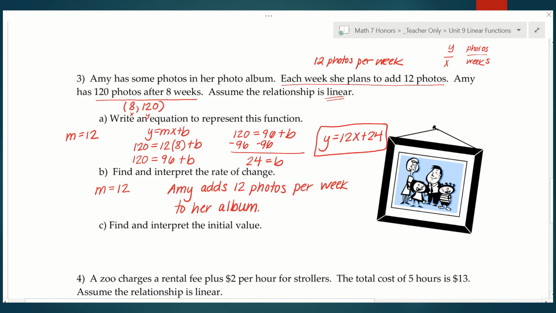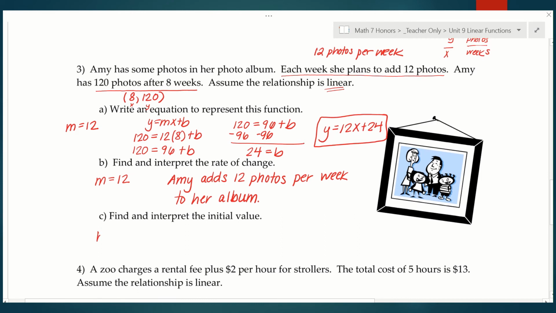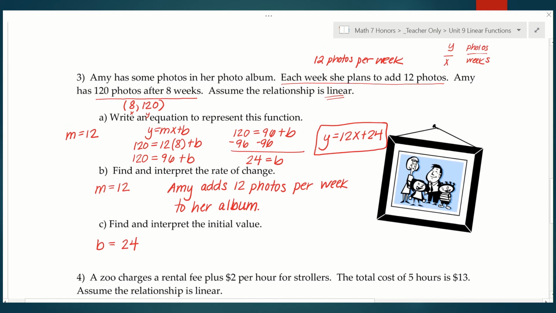The initial value, we're going to find and interpret that. The b we found was 24. What does it mean? It means how many pictures she started with. So we're going to say she started with 24 photos in the album. The way that I knew that, again, was because it means the point (0, 24). So after 0 weeks, she has 24 pictures in there. Just by thinking about that, that's what she started with.